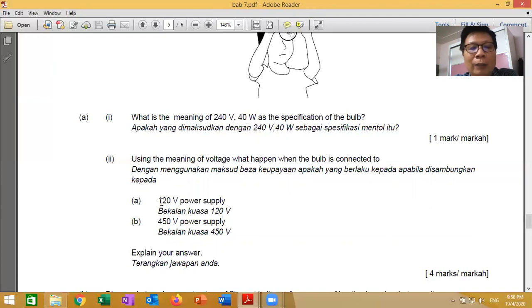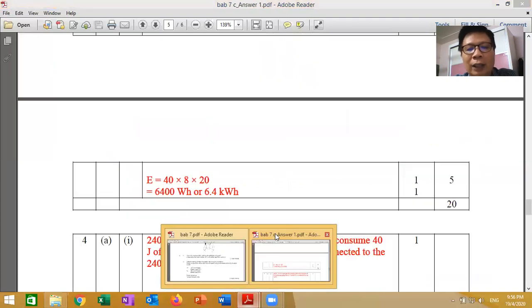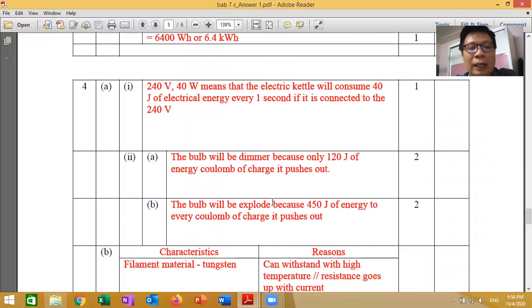When the voltage is too low, normal is 240, right? When 120, too low, what happens? When too high, 450, what happens? Okay, let's check the answer. First, at 120, the bulb will be dimmer. It will still work, but dimmer, because only 120 joule of energy is produced in 1 second.